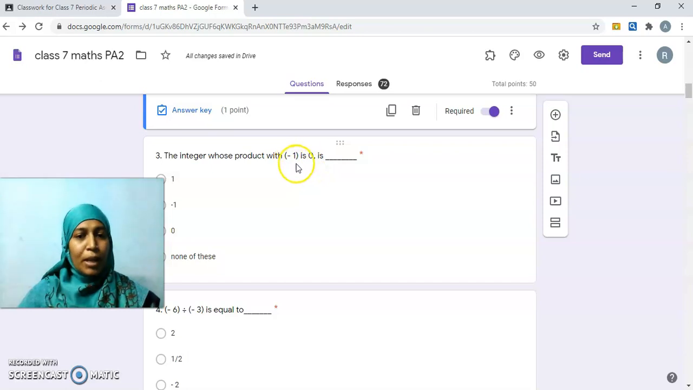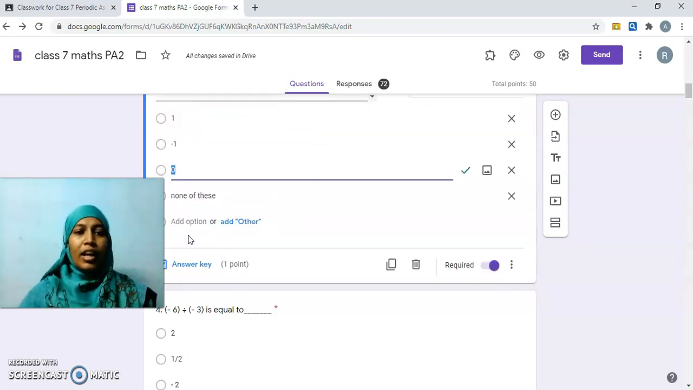Then the third question is, the integer whose product with minus 1 is 0. What should I multiply with minus 1 so that I will get 0? If I multiply with 2, will I be able to get 0? No. So 0 should be multiplied with minus 1 to get the answer. So 0 is the right answer.